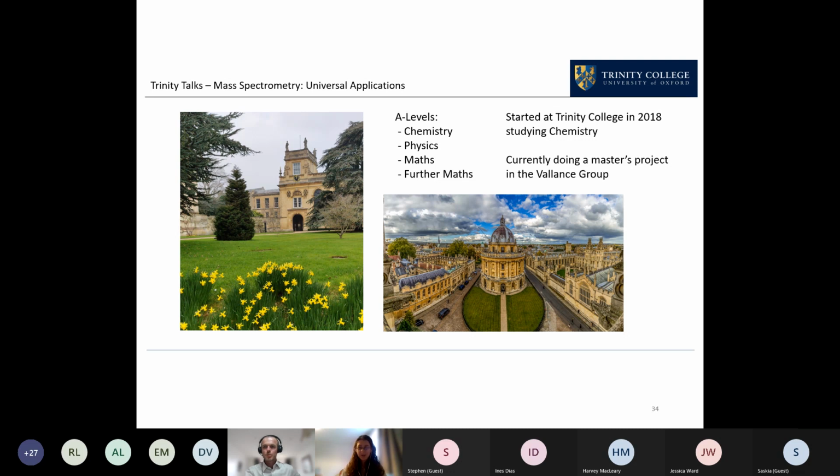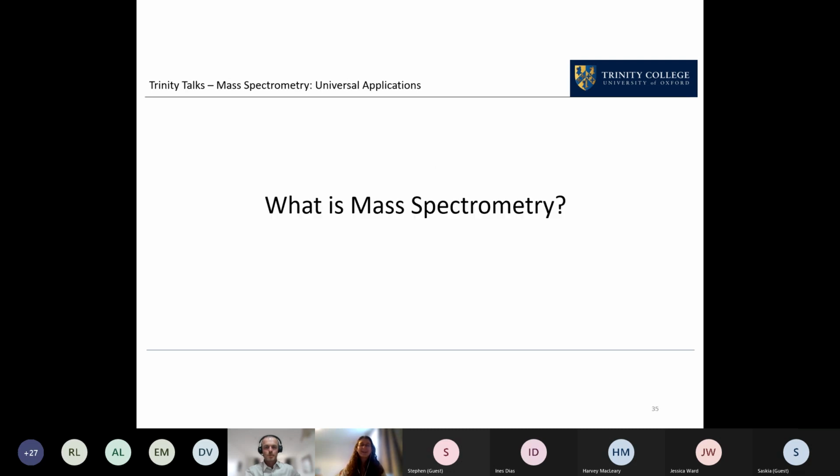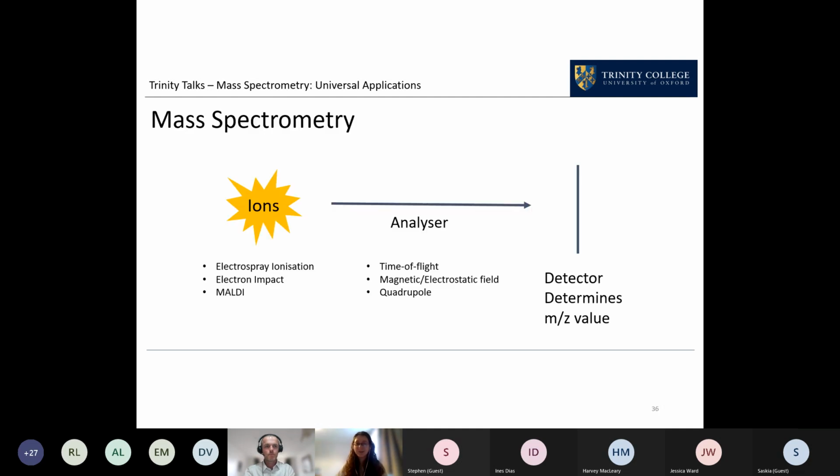So before I tell you about what I'm doing, we're going to cover mass spectrometry a little bit more vaguely. You may or may not have covered this in your A-level courses. If you're doing A-levels, it's covered in some and not in others. So I'm going to go over it as briefly as possible. Very simply, break it down as much as I can.